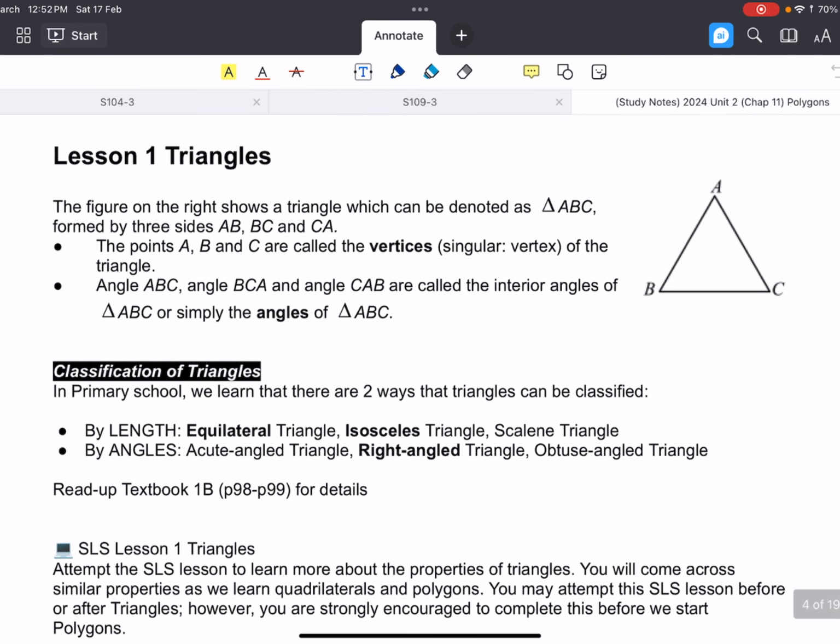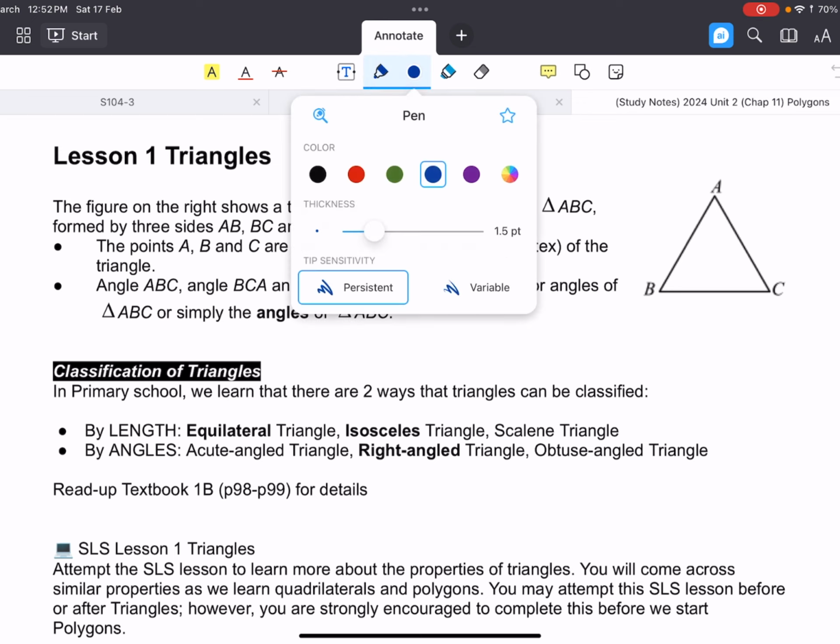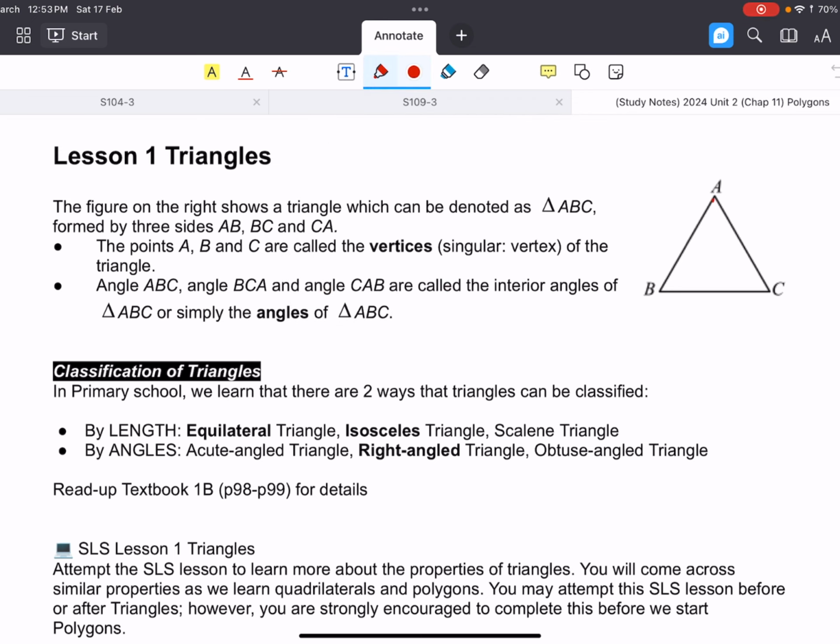We'd like to just recap a little bit on triangles. We are familiar with triangles, I'm sure. A triangle, as you can see, is a three-sided shape. And the corners here where the edges meet, these points here, they're marked out in red. Well, they have a name. They are called vertices. The singular is vertex.